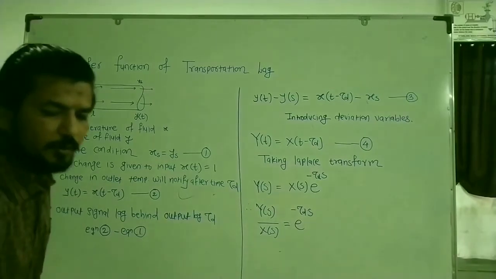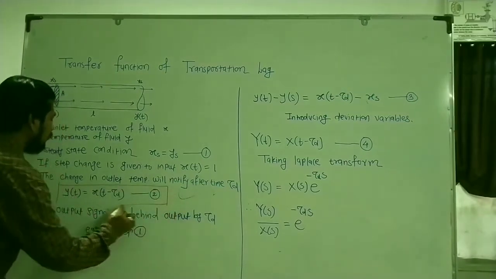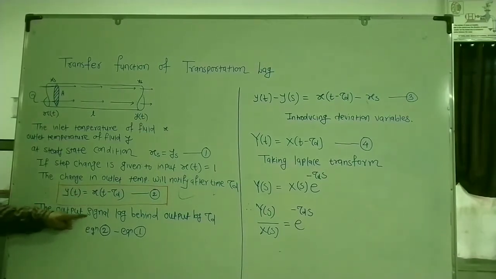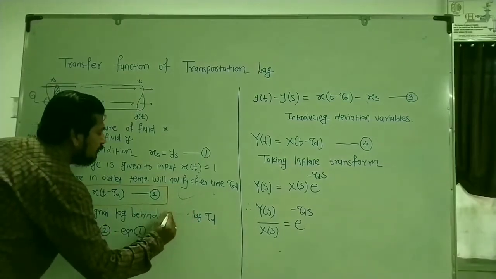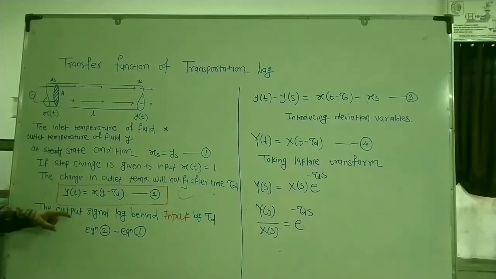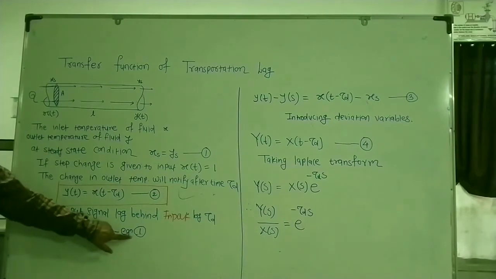Changes in the output y of t will be observed only after the changes in the input. You can say that x of t is equal to y of t plus tau d, meaning that only after time tau d will the changes be observed. This is your equation number 2. This proves that the output signal lags behind the input by tau d. So what I will do now is subtract equation 1 from equation 2, or equation 2 minus equation 1.